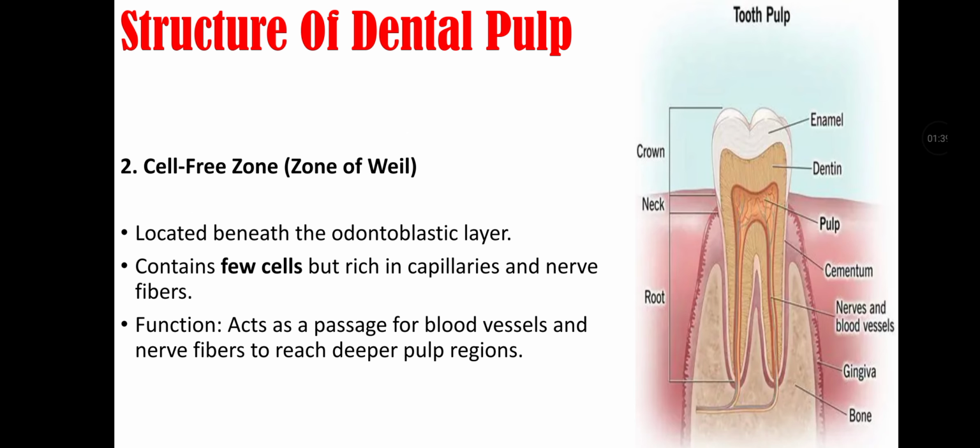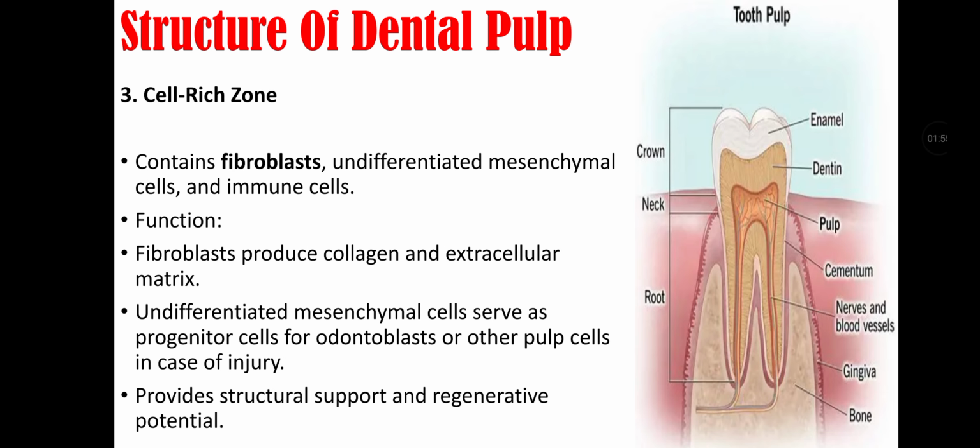Second layer is cell-free zone, that is also called as zone of Weil. It is located within the odontoblastic layer. It contains few cells but rich in capillaries and nerve fibers. Its function is to act as a passage for blood vessels and nerve fibers to reach deeper pulp regions.